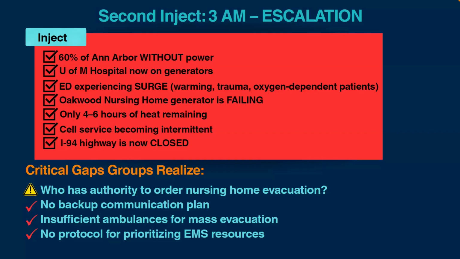Groups realize they don't know who decides to evacuate the nursing home. They don't have a backup communication plan. They don't have enough ambulances for mass evacuation. These are critical gaps identified. Now let's keep going and move on to the next inject.